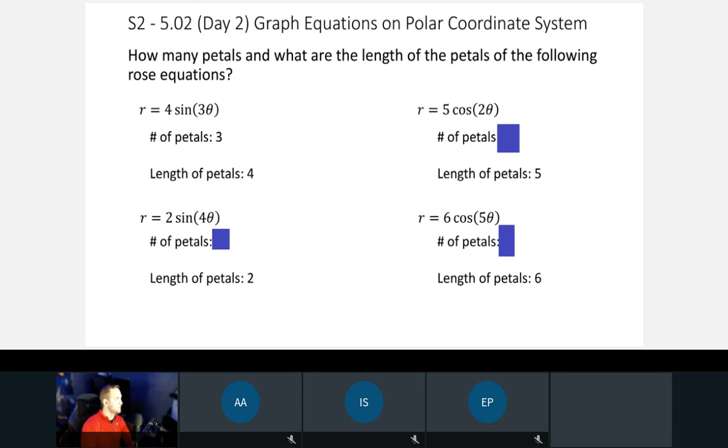Just to make it short and sweet, if it's odd, leave it alone. If it's even, double it. So that 4 is an 8, and then that 5 is a 5.